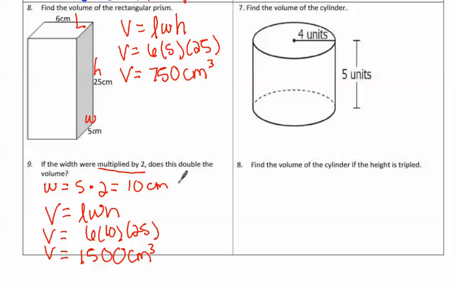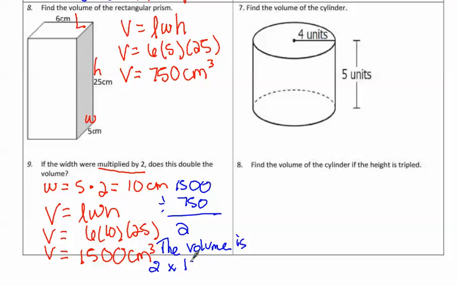To find the changed attribute, you want to divide 1,500 by 750, and you get 2. So the volume is 2 times larger. So yes, it doubles the volume.